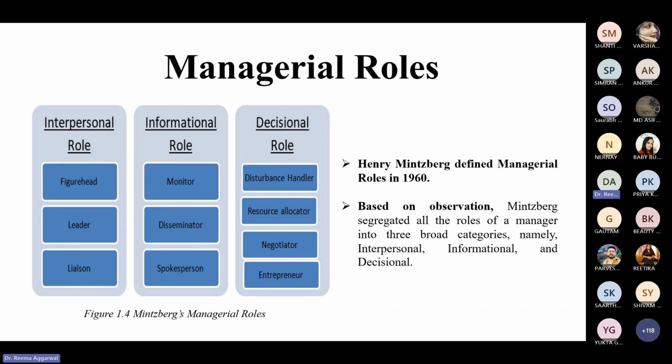So this informational role is also performed by the manager. Last, he needs to take the decisions when it comes to bringing the change, bringing the business, negotiating with the suppliers or unions, allocating the resources, and taking the decision when the disturbance is going on. So this is again the role of a manager.